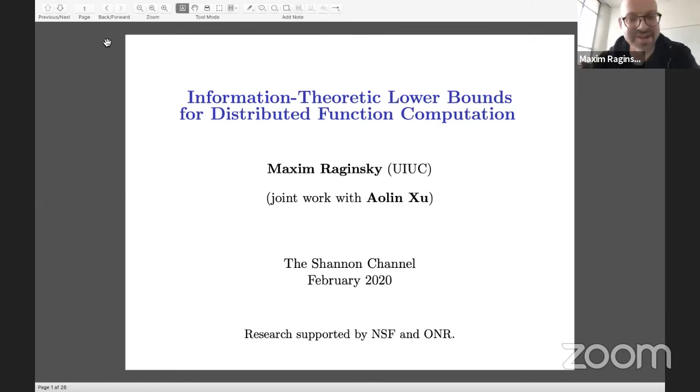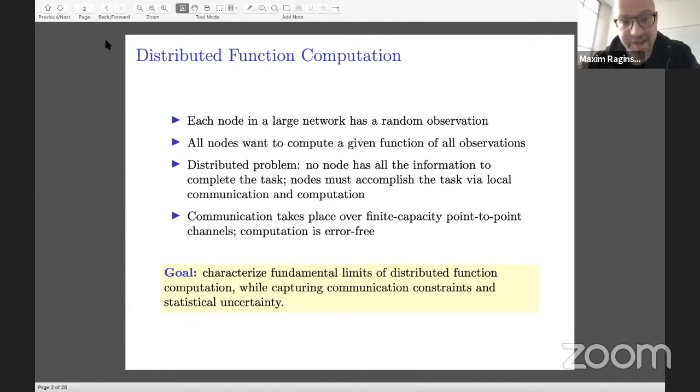All right, so this is a talk about distributed function computation. It's a problem that has been studied for quite some time. The basic setting is this. We have a collection of nodes. They're connected in some way by noisy or noiseless channels, but their interaction is somehow limited. Each node in this large network has a random observation, and all the nodes want to compute a given function of all the observations. It's a distributed problem because each node can only communicate with her neighbors.